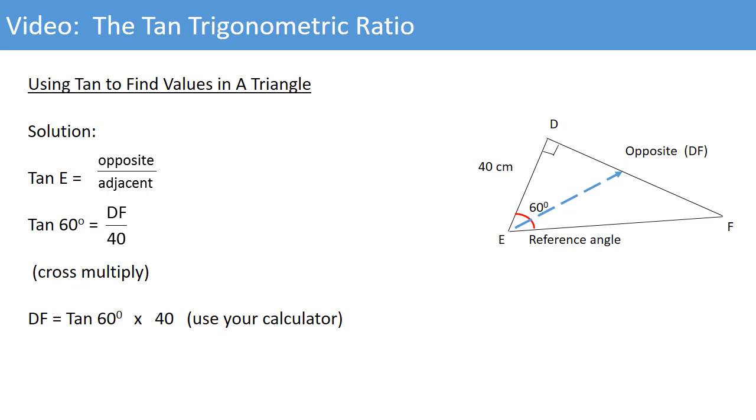Now it's time to use your calculator. DF is 69.28 expressed to 2 decimal places. Well done.